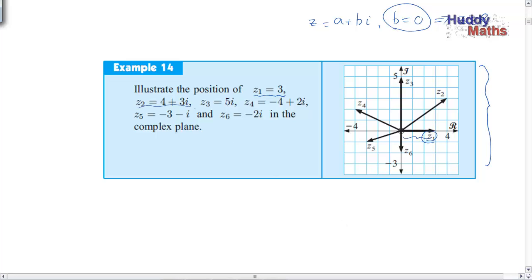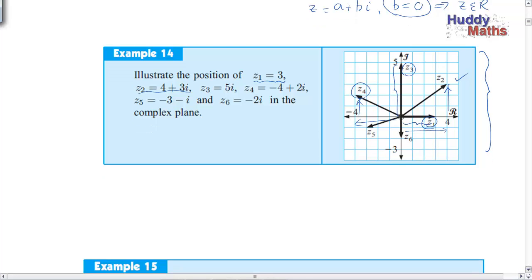What about 4 plus 3i? Right, we need to go out 4 here and up 3, there it is, z2. z3 is 5i. Okay, let's have a look at that. Here it is up here, 5 units displacement in the imaginary direction only. Negative 4 plus 2i. Here we are out here. We've gone negative 4 and plus 2. You get the idea. Okay, so check those last two out. Pretty simple idea. Come on down and let's get moving with this.